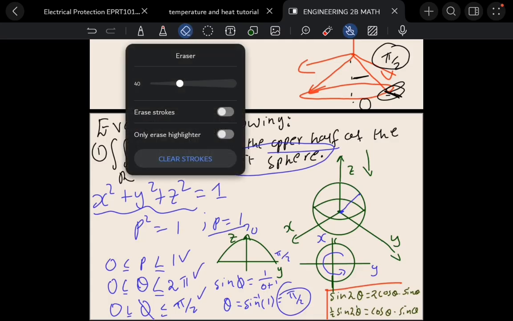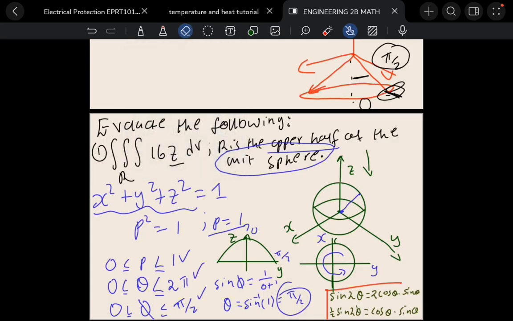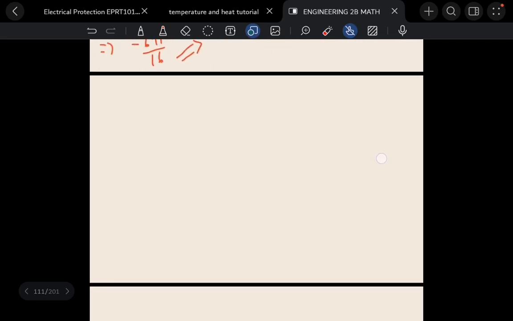Just know that we are actually talking about the upper part of the sphere. Not the whole sphere though, but the upper part. Right. So we are done with the first one.